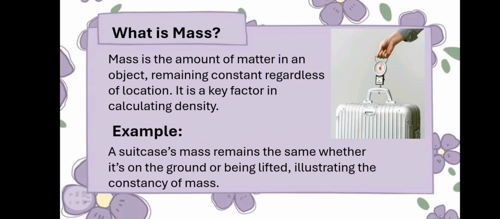Now, let's talk about mass. Mass is the amount of matter an object has. No matter where the object is on Earth or in space, its mass remains constant. For example, a suitcase has the same mass whether it's being carried or placed on the floor. Mass is an important factor in finding the density of an object, since the formula for density uses mass and volume.